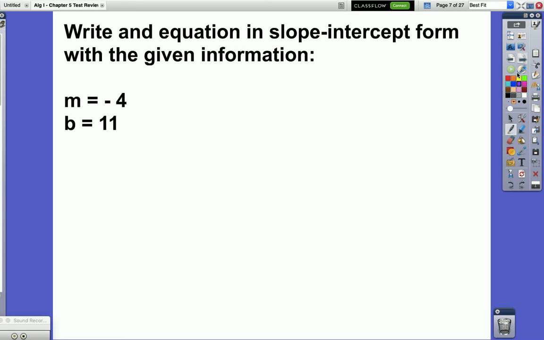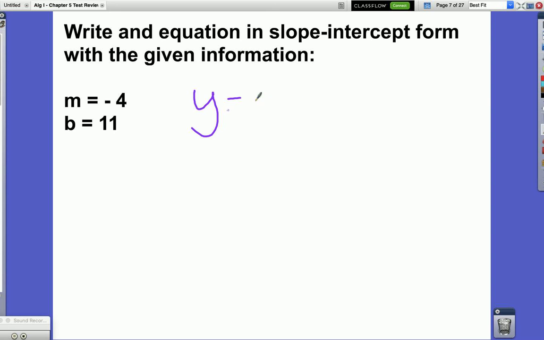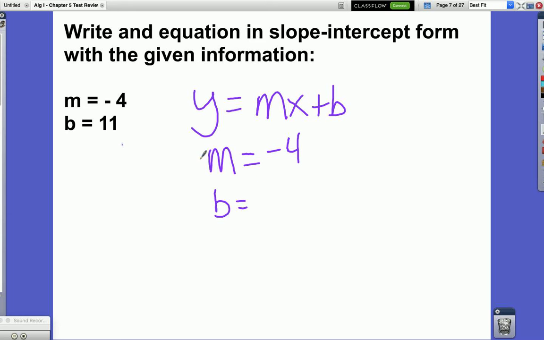Okay, write an equation. Again, anytime it says write an equation, we should write y equals mx plus b, m equals, and b equals. This particular problem tells us the slope is -4, y-intercept is 11, so y equals -4x plus 11.